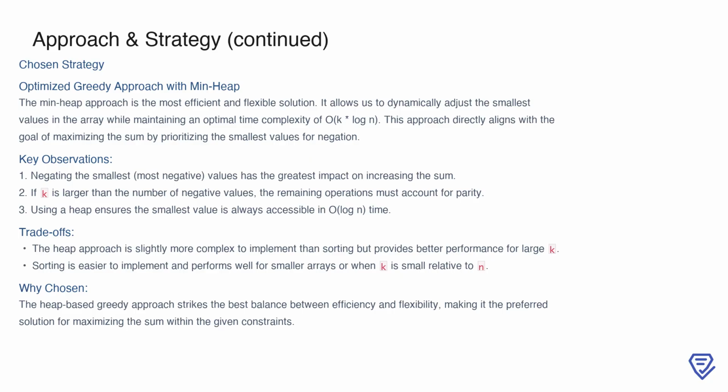Negating the smallest or most negative values has the largest impact on the sum, and any remaining operations after handling negatives must consider parity to ensure the result is as large as possible. While the heap-based method is slightly more complex to implement than sorting, its efficiency makes it ideal for scenarios involving larger arrays or higher values of k, making it the preferred solution for this problem.